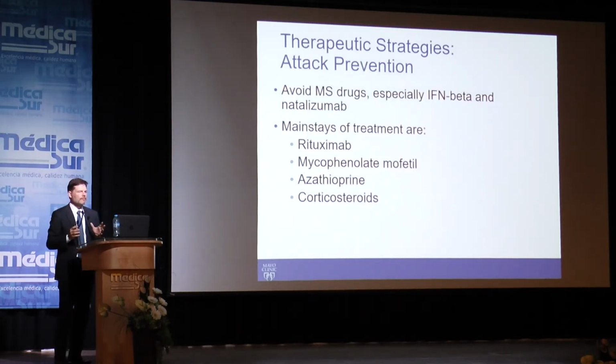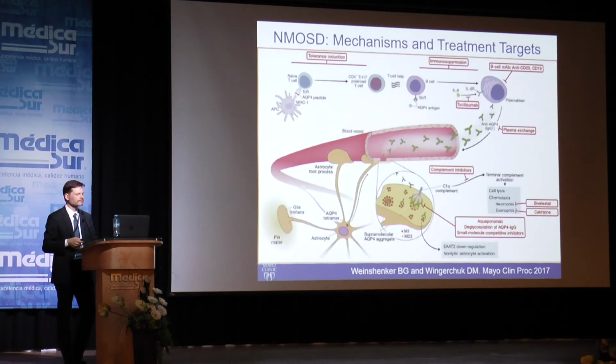So the first strategy, of course, is attack prevention. As I mentioned earlier, it's critically important. Avoid MS drugs. The drugs that almost certainly have deleterious effects in aquaporin 4 disease, at least, are beta interferons and natalizumab. The mainstays of treatment for aquaporin 4 disease are rituximab, mycophenolate, azathioprine, and corticosteroids, depending on where one lives in the world and what one has access to.